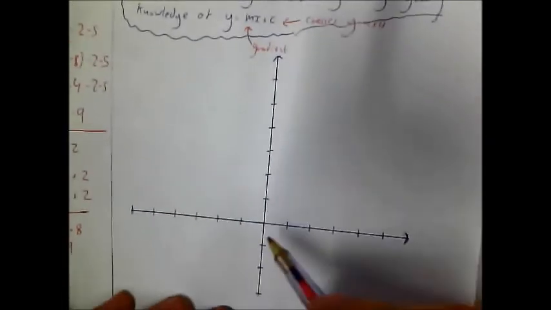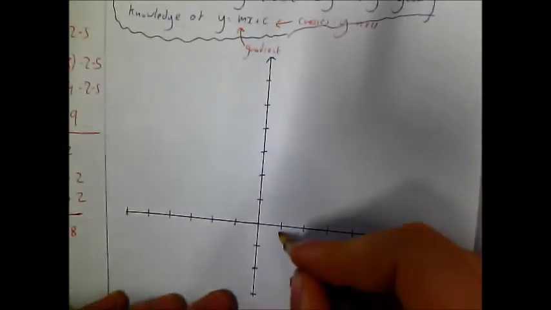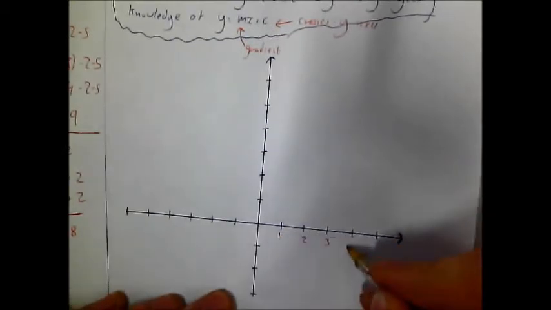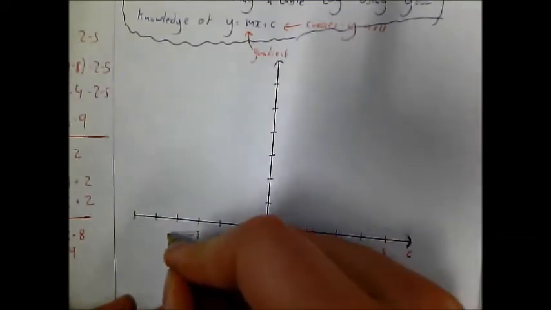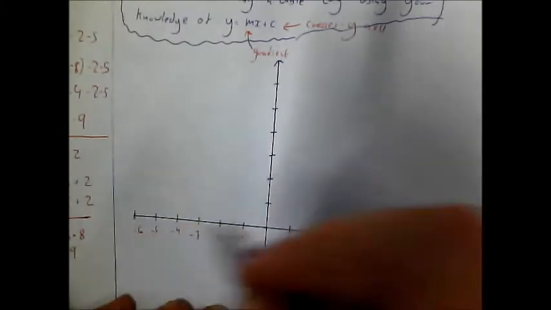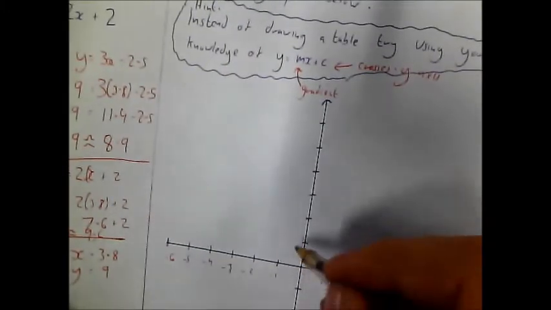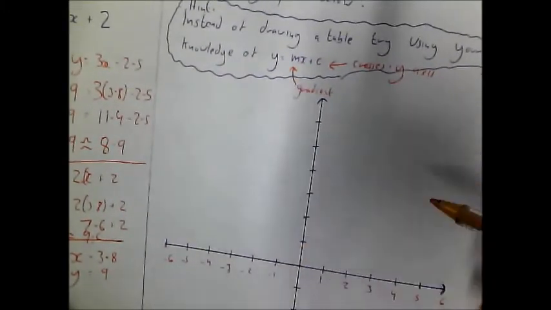So first, I'm going to put some values on my graph here. 1, 2, 3, 4, 5, 6, -1. Okay, and now here I'm just going to go up in 2s for the moment.